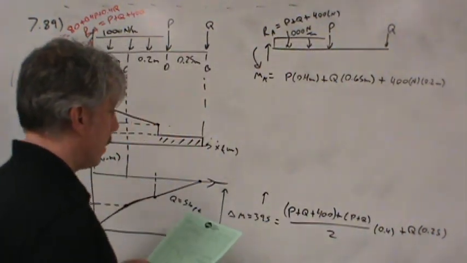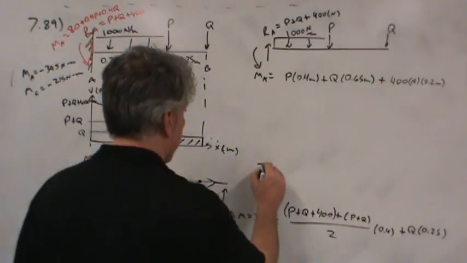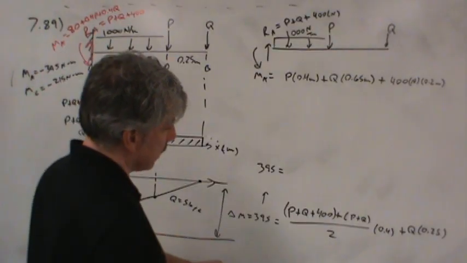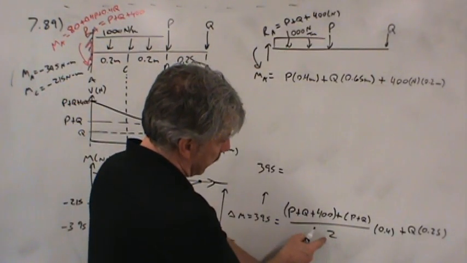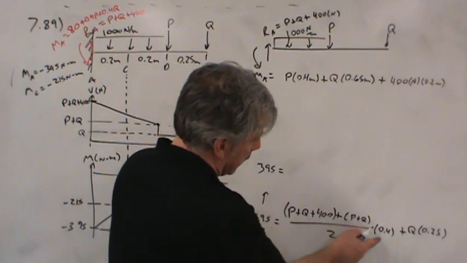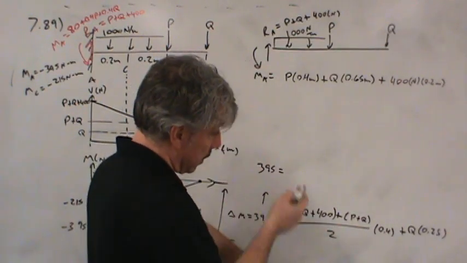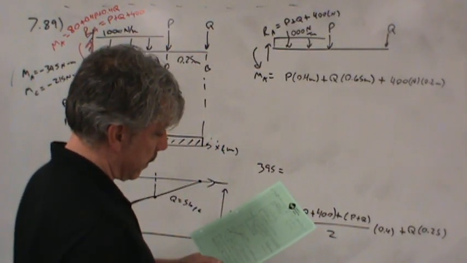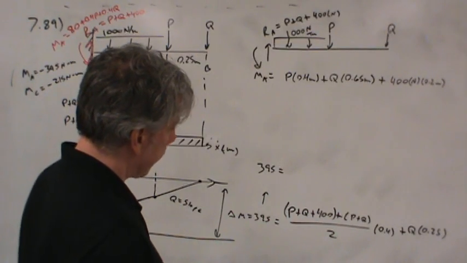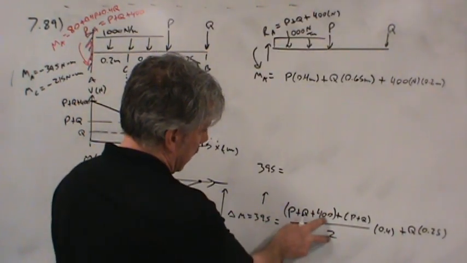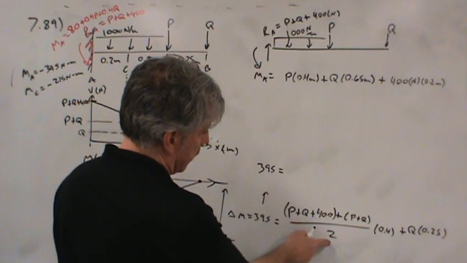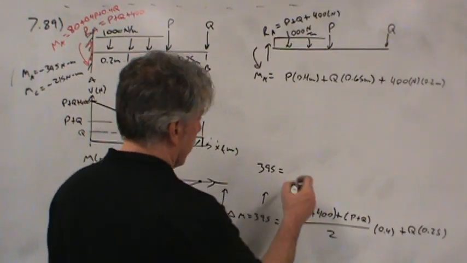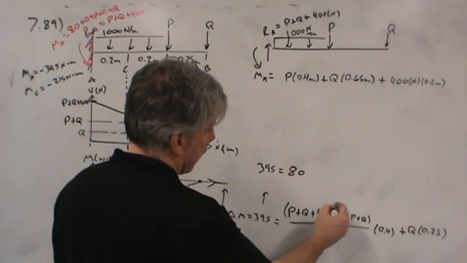Let's move up. So 395 equals what? If you look at all the constants, we've got 400 over 2, that's 200, times 0.4. Let me think and make sure I've got this right. Yeah, that should work. Let's think it through. 400 over 2 is 200. 10% of 200 is 20. 20 times 4 is 80. So sure enough, we get 80. So that takes care of the 400.